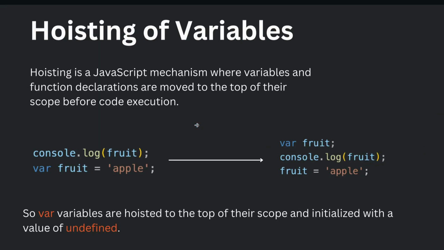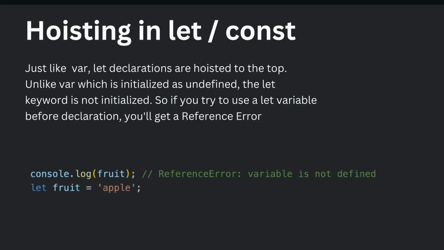But this is not the case with let and const. Yes, hoisting works, but initialization doesn't. Just like var, let and const declarations are hoisted to the top. Unlike var, which is initialized as undefined, the let keyword is not initialized. It will throw a reference error if you try to access it. In this case, it will show a reference error. It is declared, but it is not defined yet. So these are the main differences between let, const, and var.